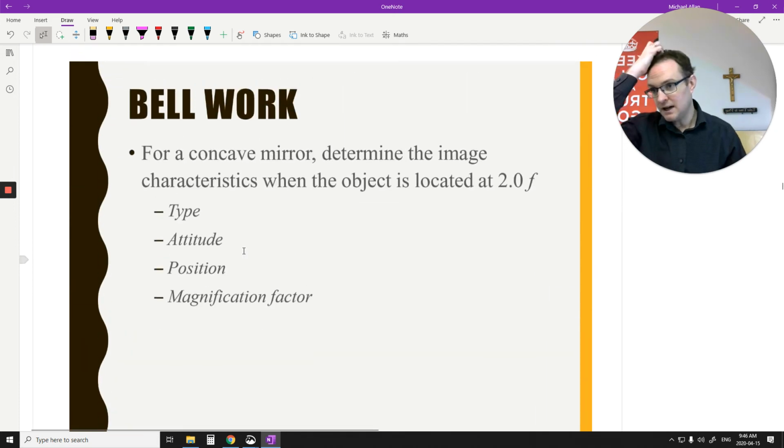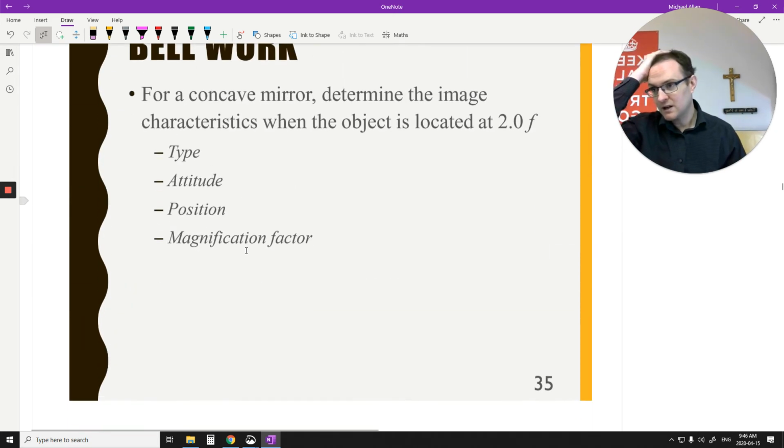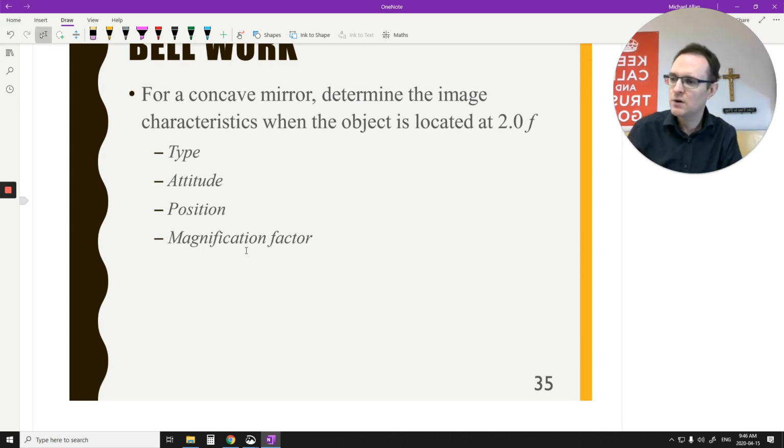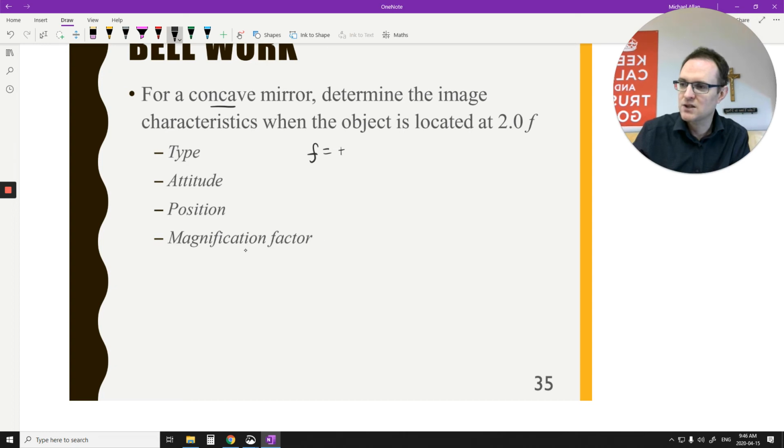Okay, let's try this one out here. For a concave mirror, determine the image characteristics when an object is located 2 times the focal length. I'm thinking about that right now. I kind of already know what the answers are because of that 2f there, but let's just figure this out. So it's a concave mirror, so I know that this is going to be a positive number. I don't know exactly what it is. Determine the characteristics now.